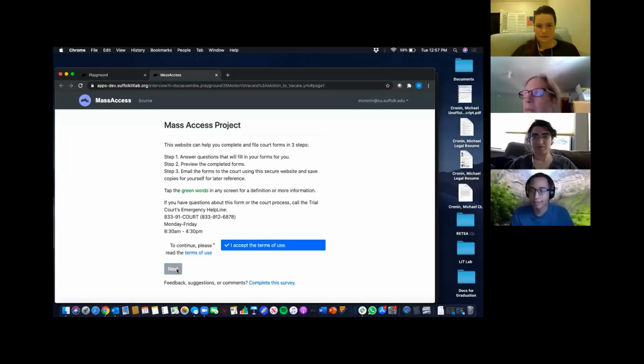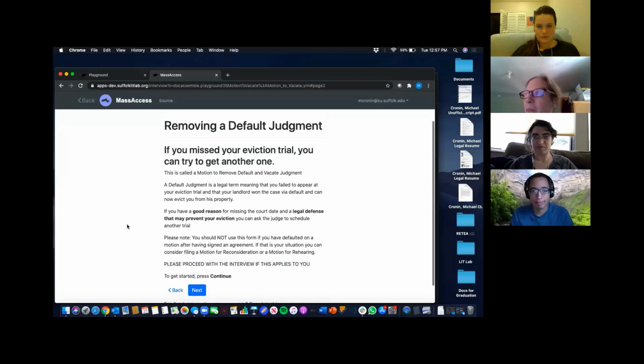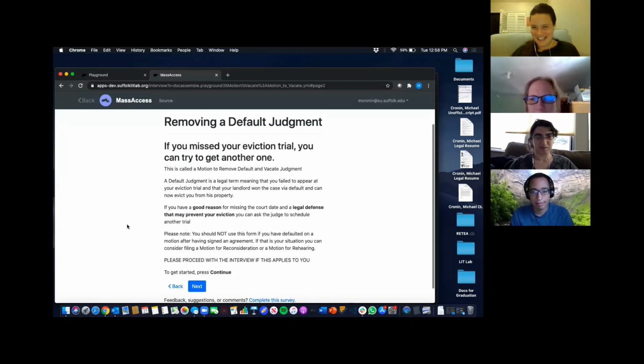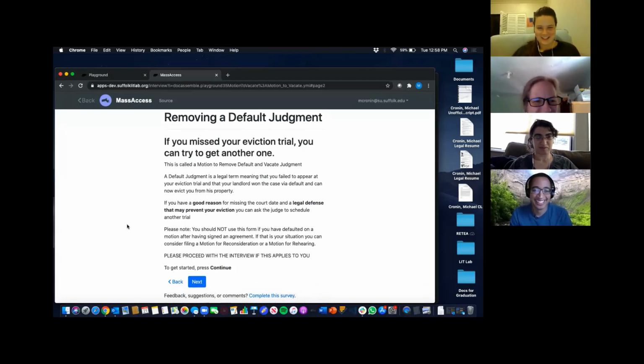Right. So this is the first page of the access project. Okay, and there were some edits that were done on this page, right? I think some of the language was changed. I think mostly just me misspelling the word judgment, but that's about it. Yeah, it looks good.